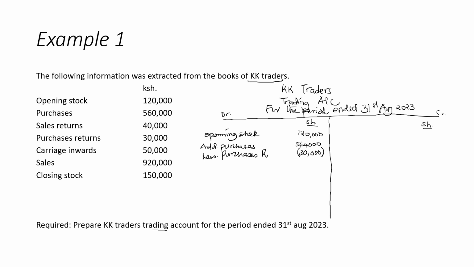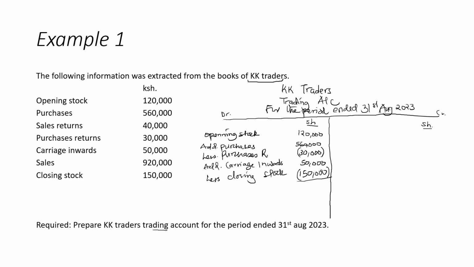Then do we have carriage inwards? Yes. Add carriage inwards. Carriage inwards of how much? 50,000. Then finally, less closing stock. And how much is the closing stock? 150,000. Now, the 150,000 we are subtracting and we enclose it into brackets.